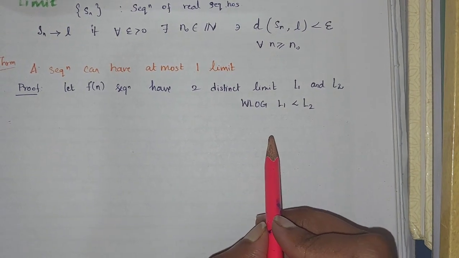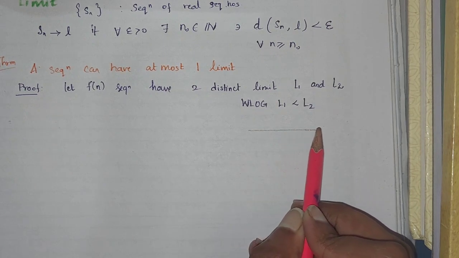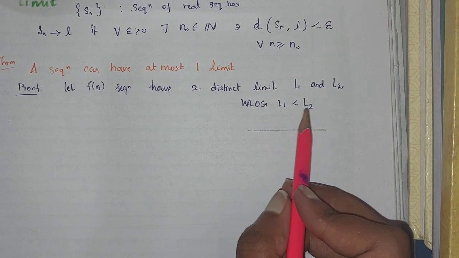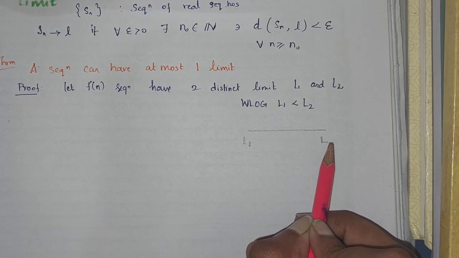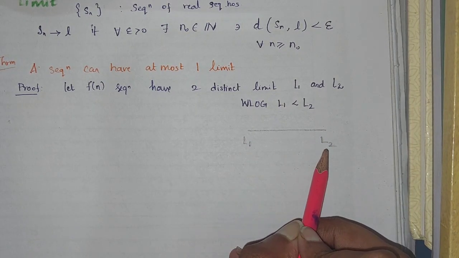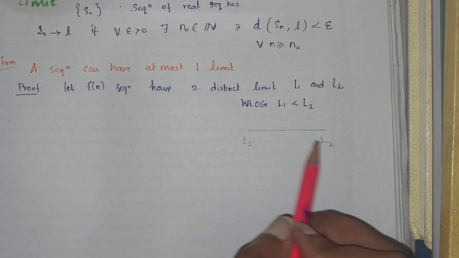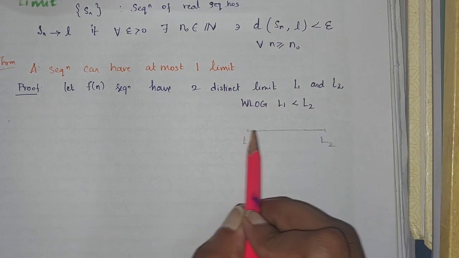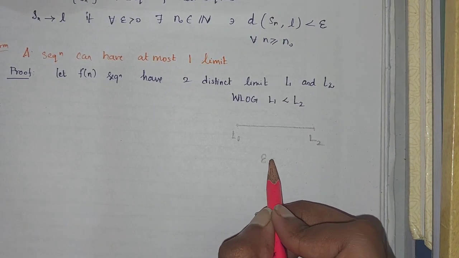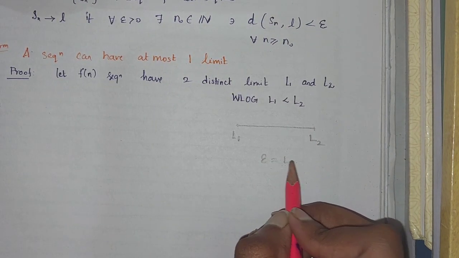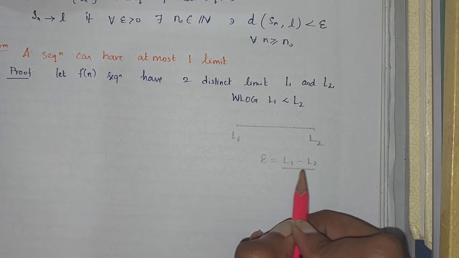Since we have taken L1 less than L2, I am going to construct it this way. It can be 0.1 and 0.10001. They can be very close, but there are still some points in between. So what I am going to take is epsilon, and that is important. Epsilon is (L2 minus L1) by 2.